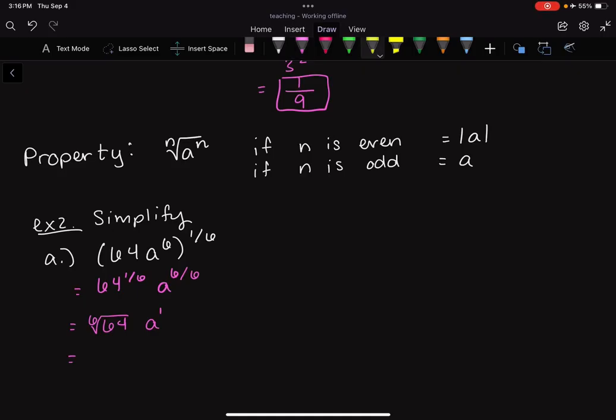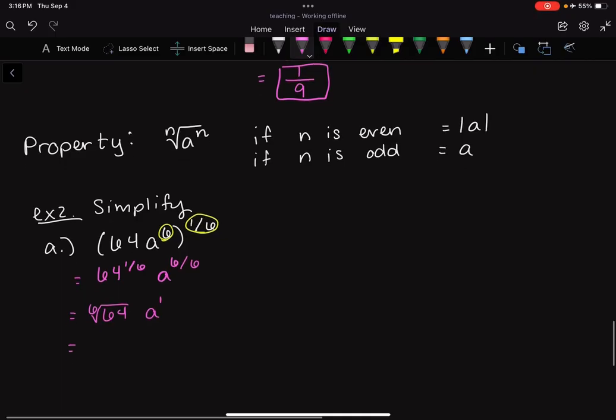Just in case that was a problem, I multiplied those exponents together. 6 times 1/6 is 6/6. That's how I turned it into 6/6, and then it turned into 1. Now the 6th root of 64 is 2, and then a to the power of 1 would just be a. Here's the problem. If I say that I can do this for any a value, it doesn't matter, I'm actually going to have issues. Let me try some stuff.